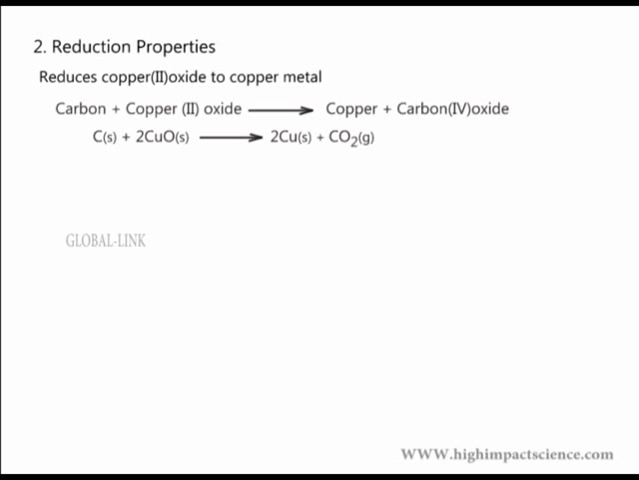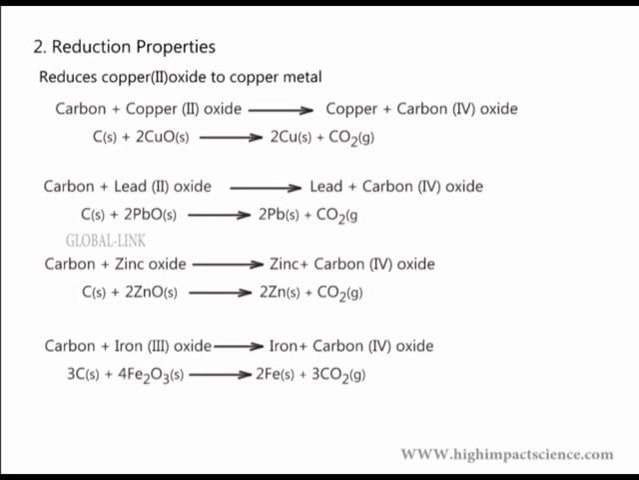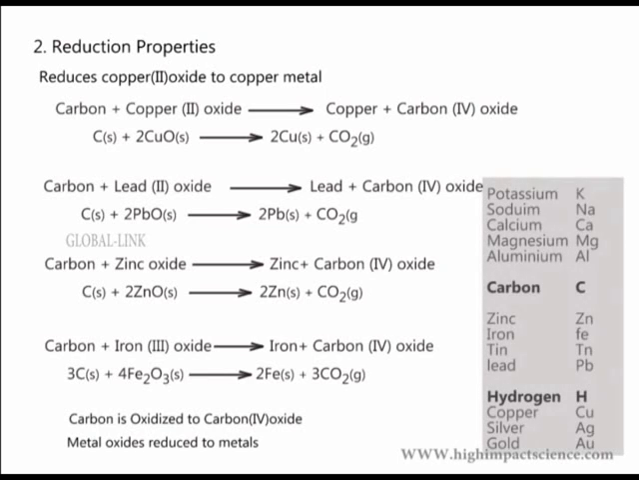Similarly, carbon removes combined oxygen from zinc oxide, lead-2 oxide, and iron-3 oxide. Carbon has the ability to remove combined oxygen from other metals. In these reactions, carbon is oxidized to carbon-4 oxide and the metal oxides are reduced to metals. In terms of competition for combined oxygen, carbon can be placed in the reactivity series of metals between aluminium and zinc. Thus, it reduces the oxides of all metals below it in the reactivity series. Therefore, carbon is a reducing agent.